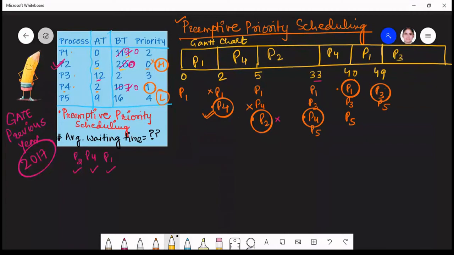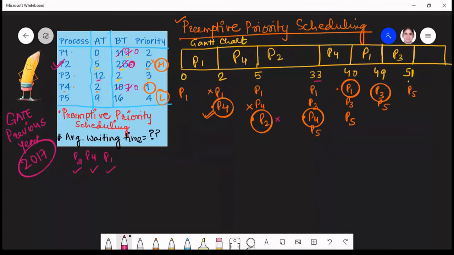So how many milliseconds is it going to run for? It is going to run for the next 2 milliseconds. So 49 plus 2. Sorry, this is the burst time. 49 plus 2 is 51. And we are just left with P5 now. So it is going to take the CPU next. Now, who has completed? P3 has also completed the execution.